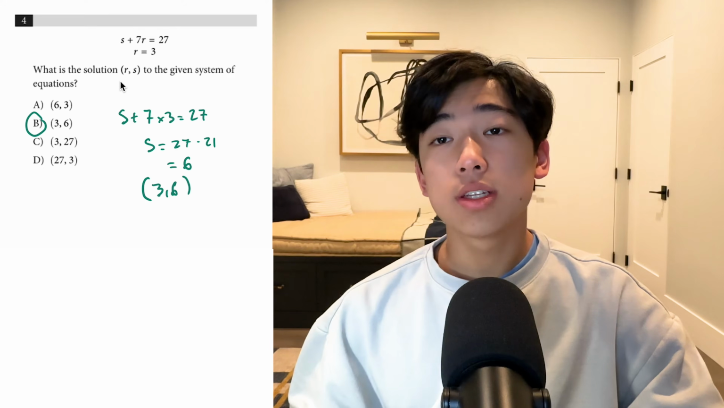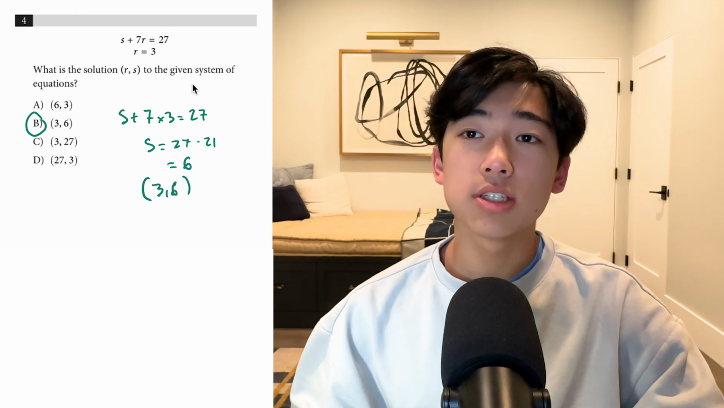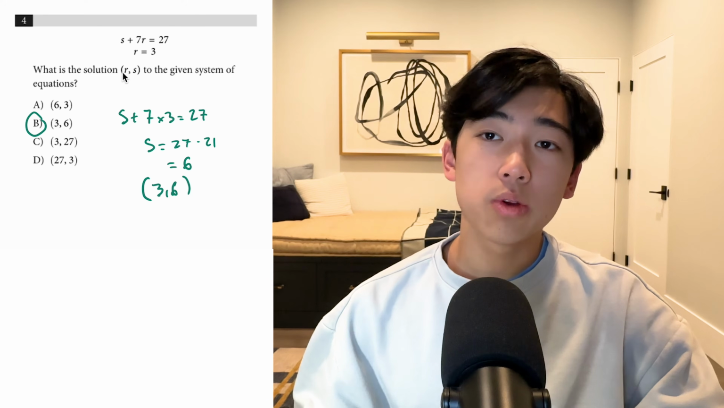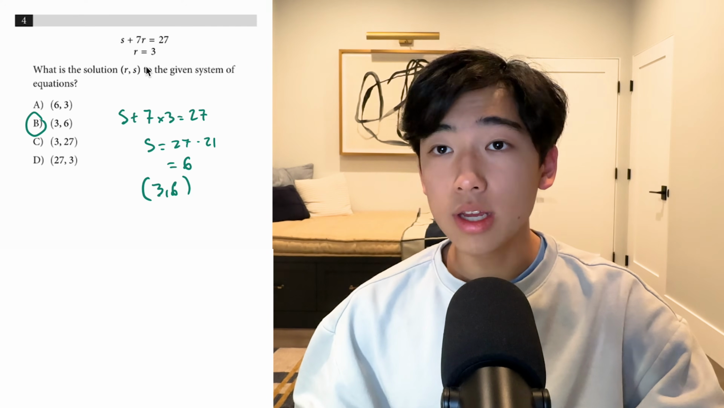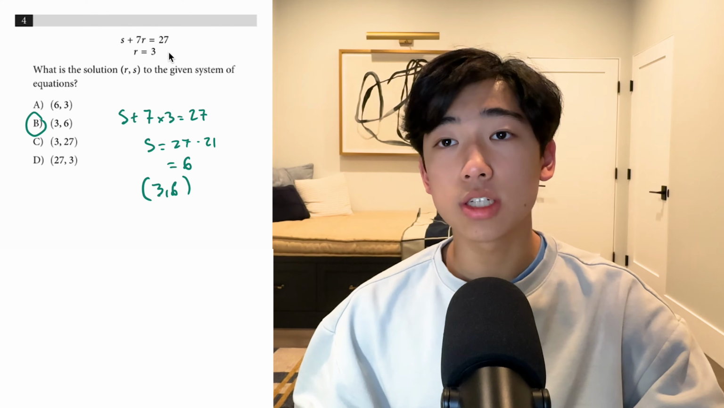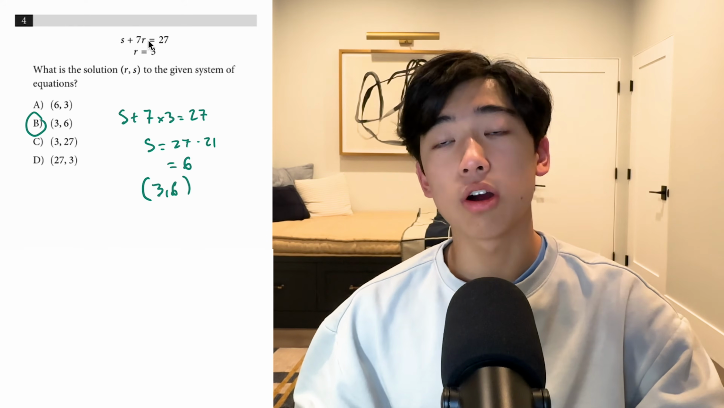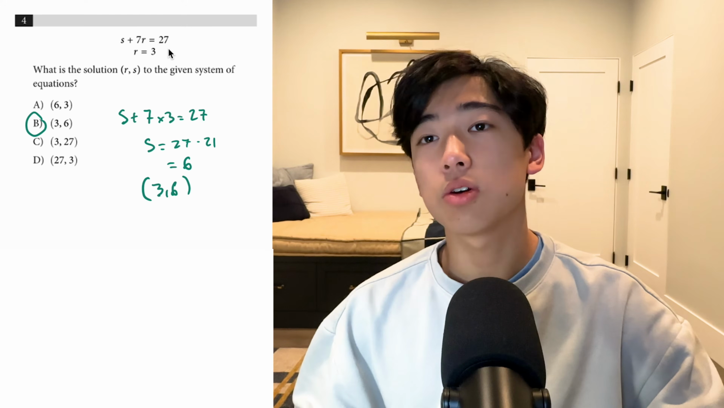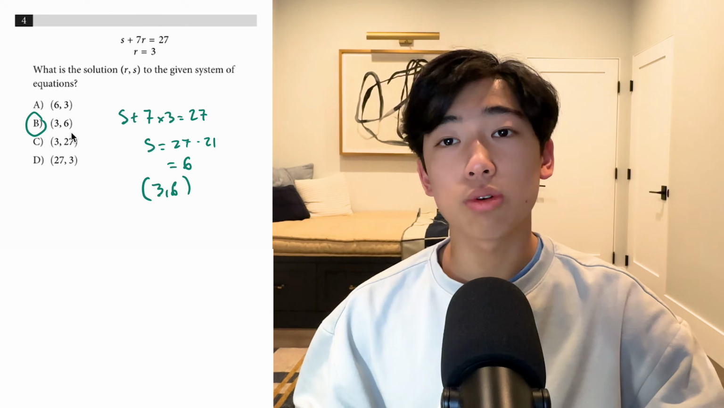For here, it's asking for what is the solution to the system of equations. So here, since we already know what r is, we already know this first value will be 3, and then to solve for s, we can just plug in 3 into the place of r in the first equation. So this will be s plus 21 equals 27, or s equals 6. So you got 3 and 6.